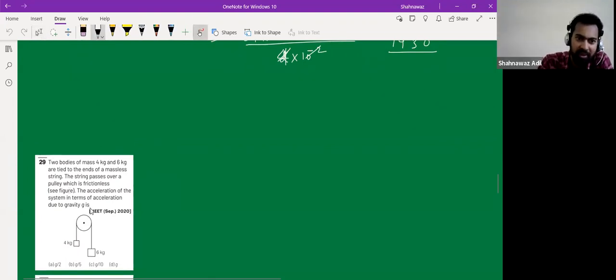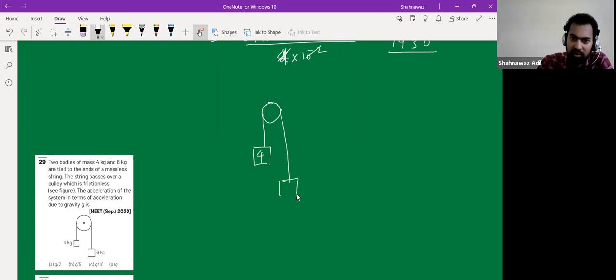Two bodies of mass 4 kg and 6 kg are tied to the ends of a massless string. The string passes over a pulley which is frictionless. What is the acceleration of the system in terms of acceleration due to gravity? So two masses and the pulley are attached. Right, this problem we did. So this is 6 kg, right?